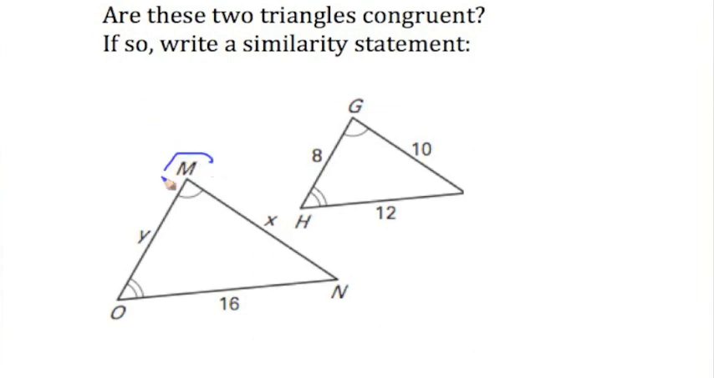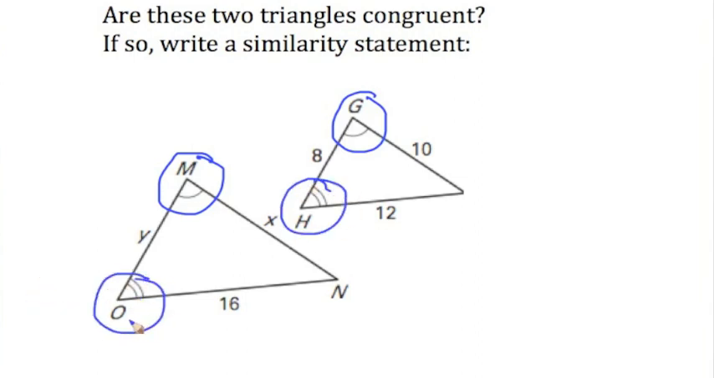So you'll notice that M is the same as G because they both have that one little arc in the corner, or in the vertex. So that means that we have one pair of matching angles. Let's take a look at another pair of angles. You'll notice that H also matches with O. So we have two matching angles, or two congruent angles. So yes, they are similar.